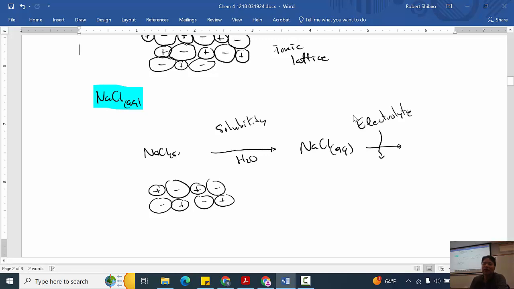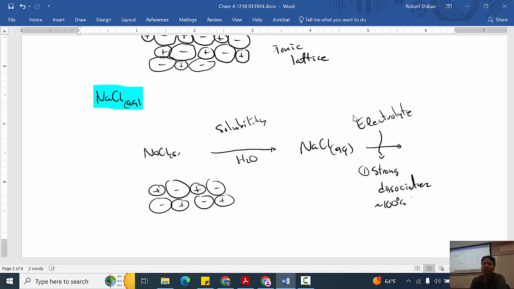For electrolyte properties, we have 3 categories. We have strong. Strong means when it dissolves, it dissociates into ions, and it dissociates close to 100% into ions. So sodium chloride we call a strong electrolyte. The reason we call it a strong electrolyte is because when it dissolves, it dissociates into sodium ions and chloride ions near 100%.